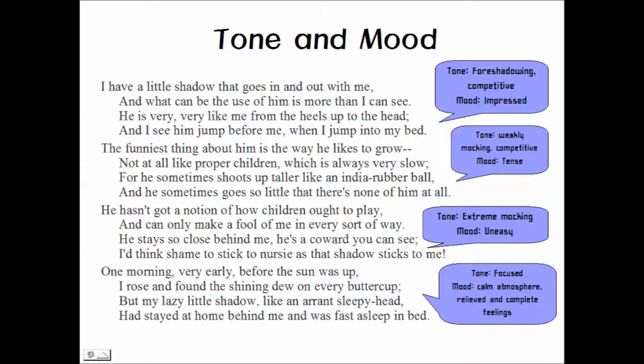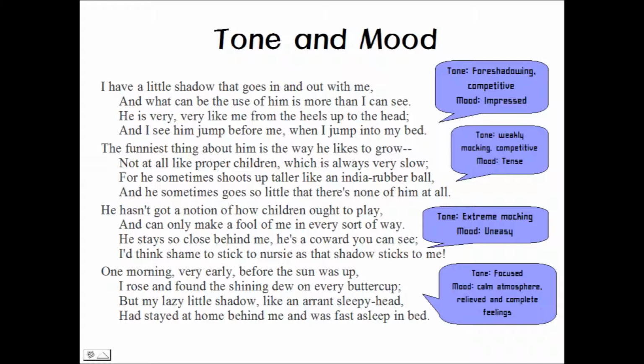In the second stanza, the narrator starts to develop a weakly mocking tone as you look at line number 6, "Not at all like proper children, which is always very slow." Now, in this line, the narrator talks about something that is not necessarily nice about the shadow. And then the narrator also continues to develop a competitive tone because of the continuous competition.